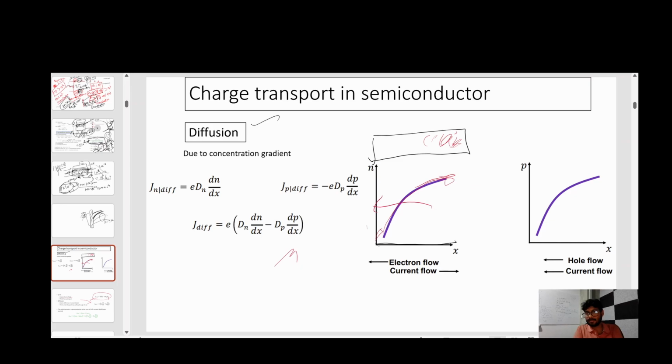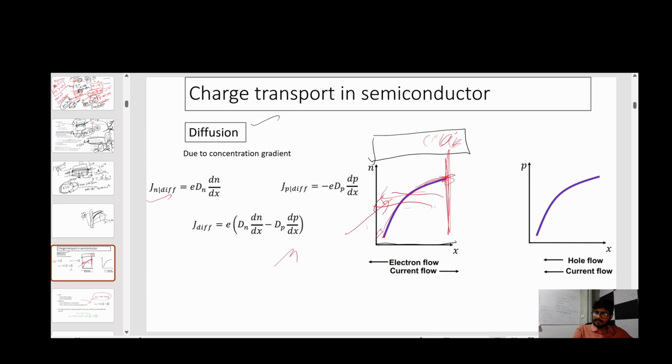Electron concentration is high in this region, as in this concentration graph, and low in this region. So electrons will flow from this region to this region because of the concentration gradient. The current associated with that is called the diffusion current. This graph depends on doping, or on the excess charge carrier concentration.